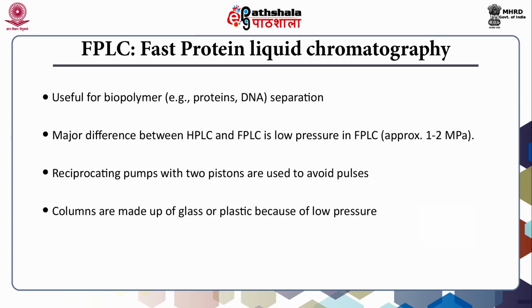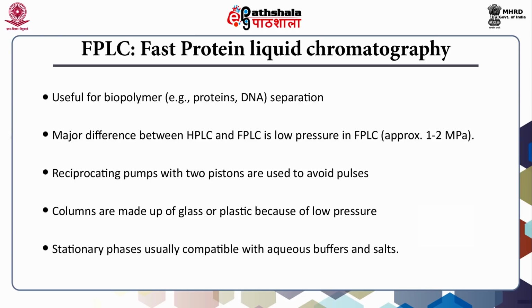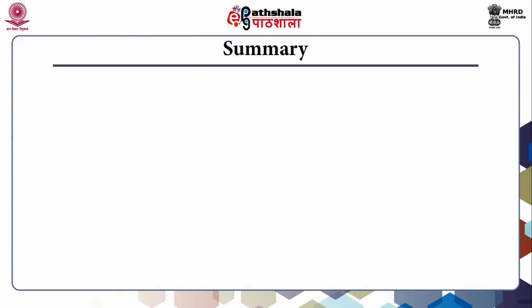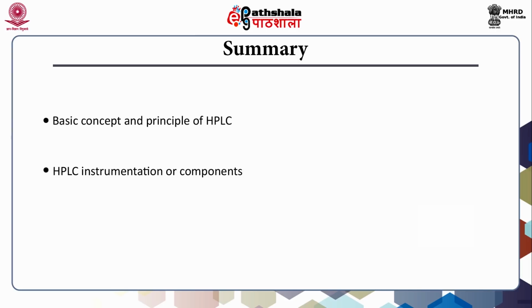The columns in FPLC are made of glass or plastic because of the low pressure, since we do not need higher pressure. So, we do not need steel columns in FPLC. We can use glass or plastic columns, and the stationary phases are usually compatible with aqueous buffers and salts, because we are going to purify the biopolymers in active form, and biopolymers are usually active in aqueous buffers.